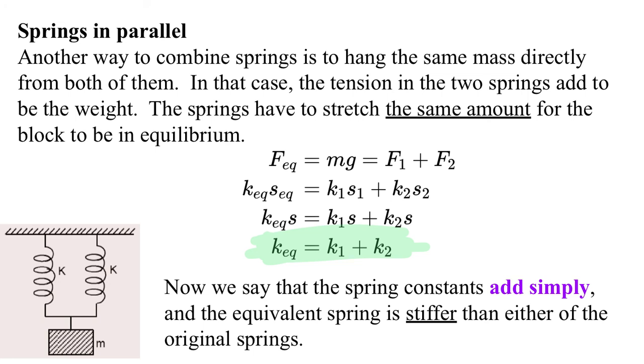They add directly. So in the other case where we had 10 newtons per meter and 20 newtons per meter, then the equivalent spring would be 30 newtons per meter. And we can see the equivalent spring is always stiffer than either of the original springs. Again, since they're both contributing, the box moves less than you would expect for either one alone.